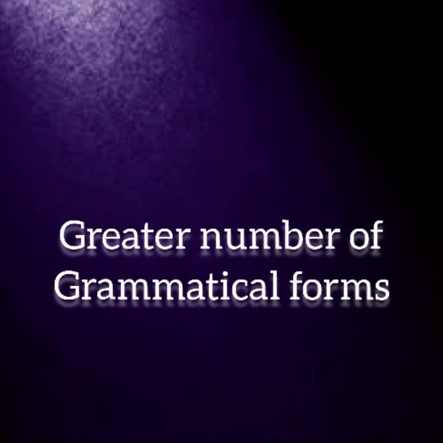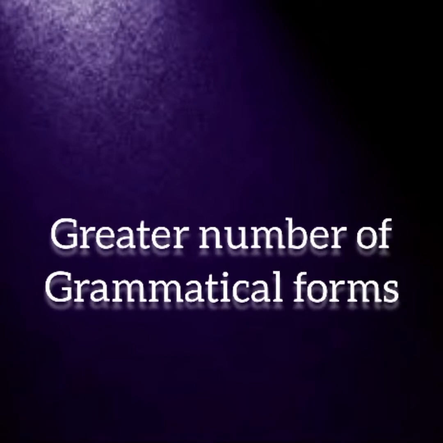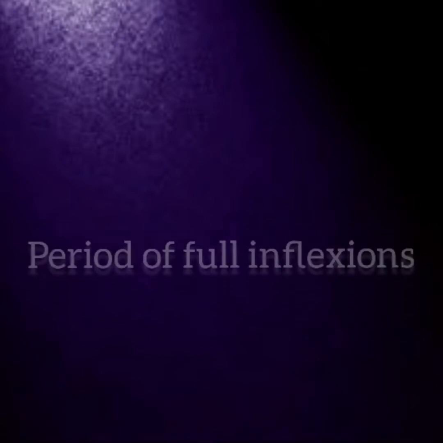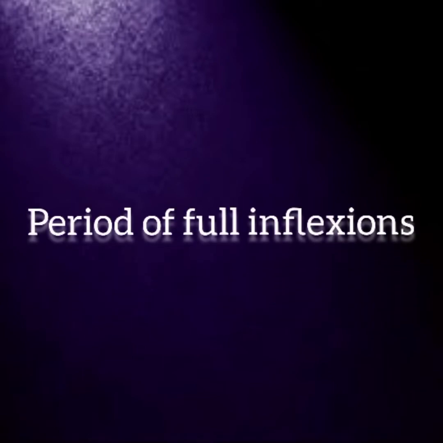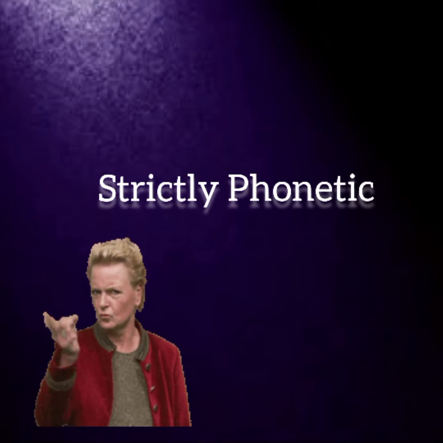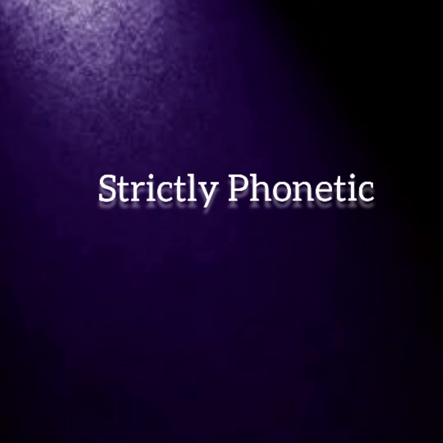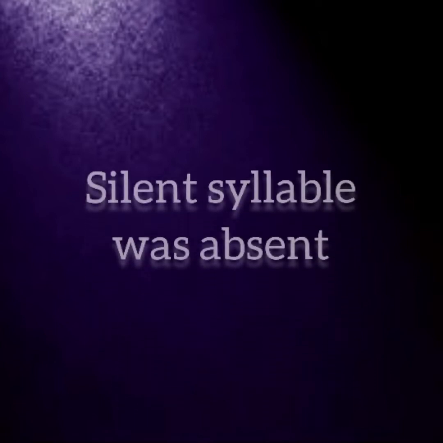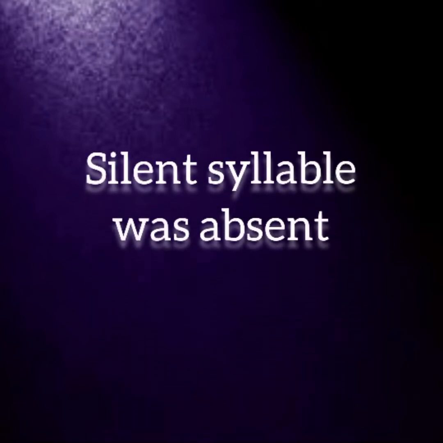Old English had a greater number of grammatical forms than Modern English. Since the period is marked by the use of inflections, it is called the period of full inflections. In pronunciation and syntax, Old English was better. Modern English spelling is not strictly phonetic, but Old English was phonetic. It did not have silent syllables like present-day English.